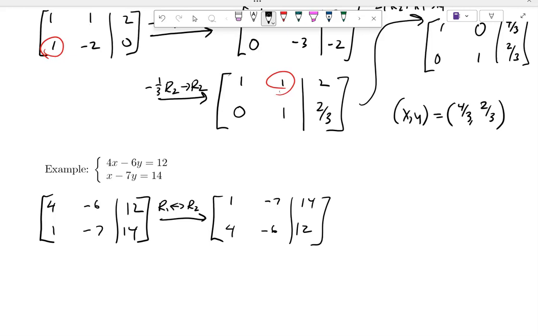What's the next step? 0 below it, right? What operation do we need to do to get a 0 below it? Which row? The top row. Top row, good. Multiply row 1 by -4, add it to row 2, replace row 2. Does that change row 1? No, good.